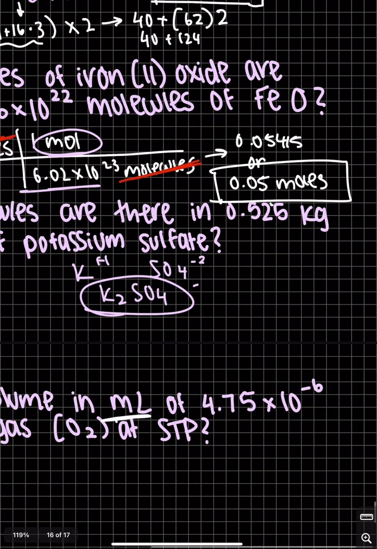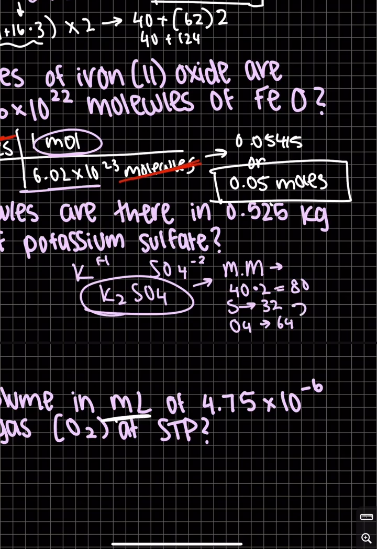From this chemical formula, I'm going to figure out the molar mass of potassium sulfate for my calculations, okay? So I know potassium is 40, and there's 2 potassiums, meaning I'm going to do 40 times 2, which is 80. And then sulfur is 32. And then O4 is just 16 times 4, which is 64. You have to add these up: 32 plus 64 is 96, plus 80 is 176 grams per 1 mole.